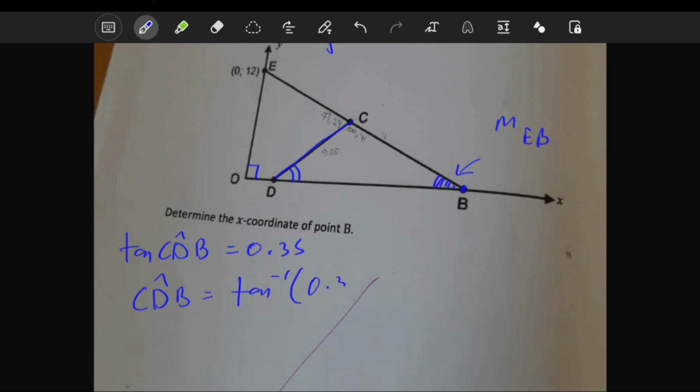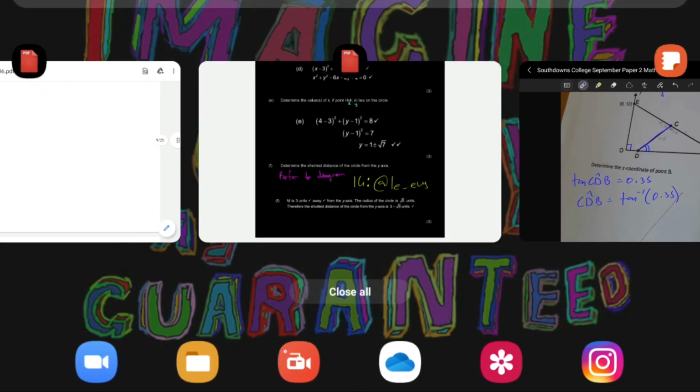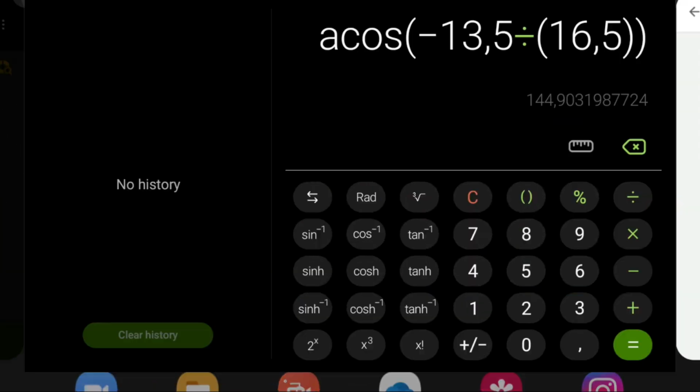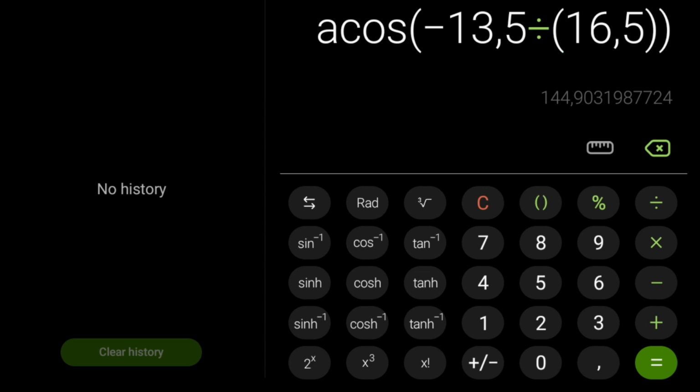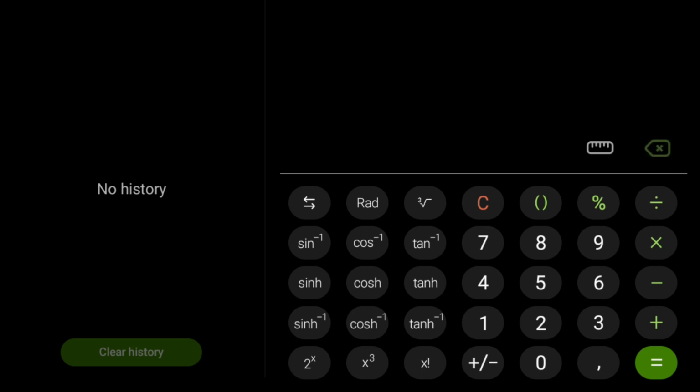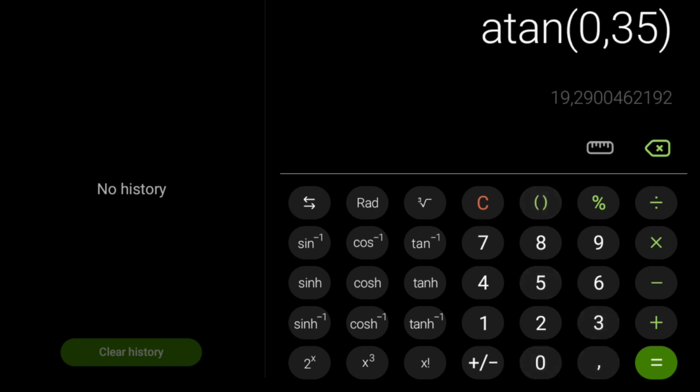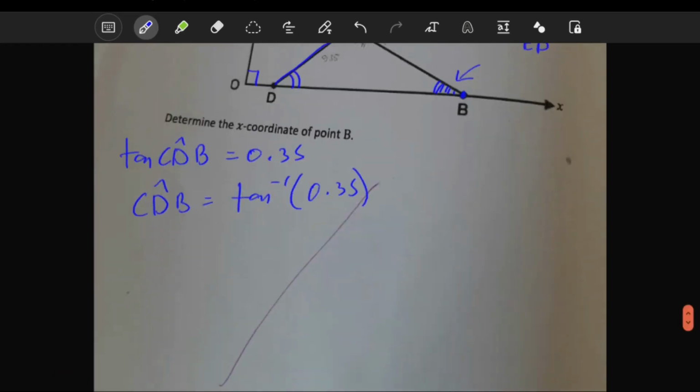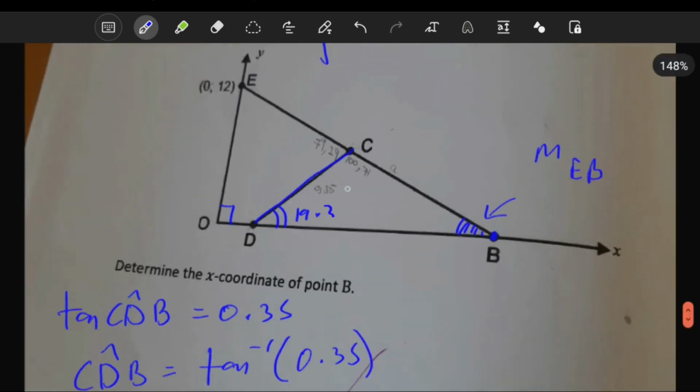Shift tan 0.35. I don't have my calculator, but Android is useful this way, because I cannot find the scientific calculator on the iPhone. Anyway, shift tan with 0.35. As you can see, it is raining. It says 19.3 over here. So CDB is 19.3. Yes, it's definitely this angle here, 19.3.